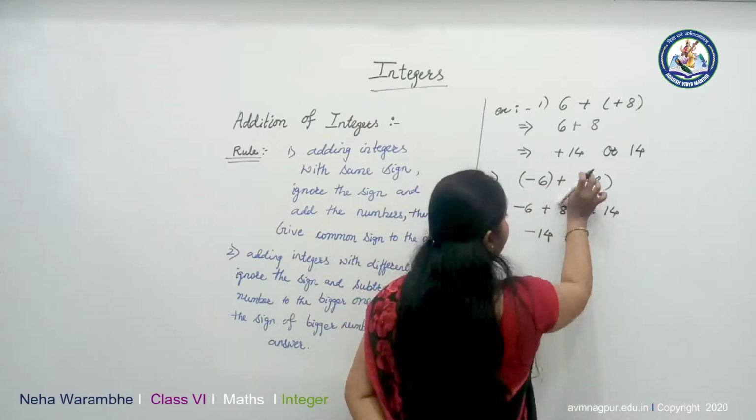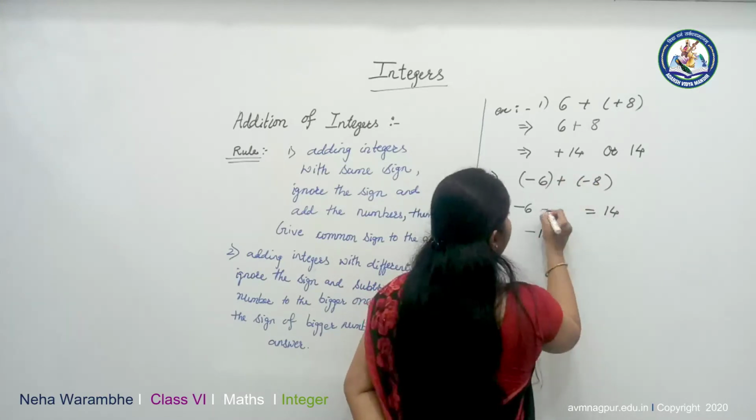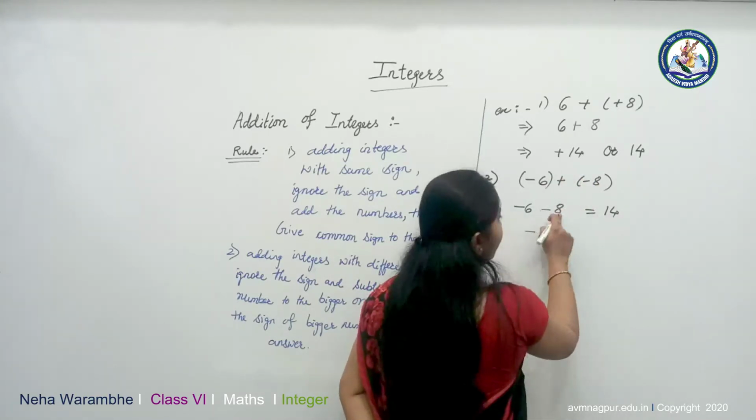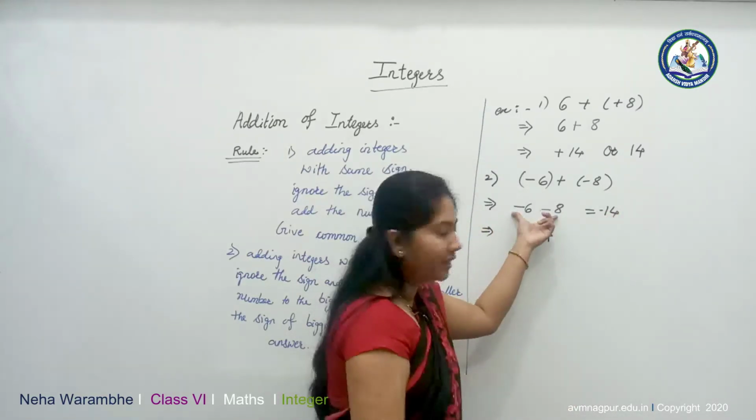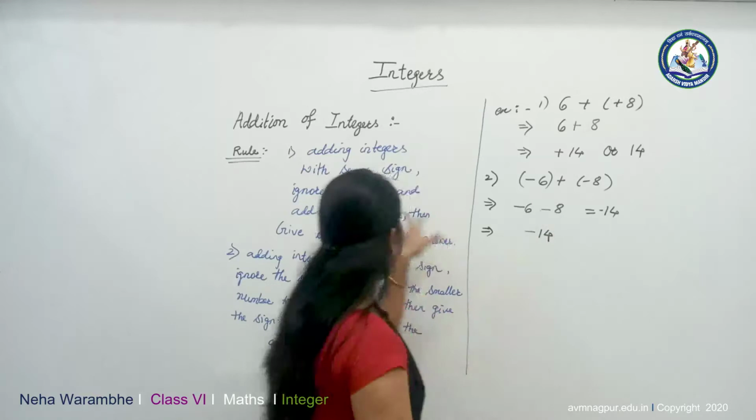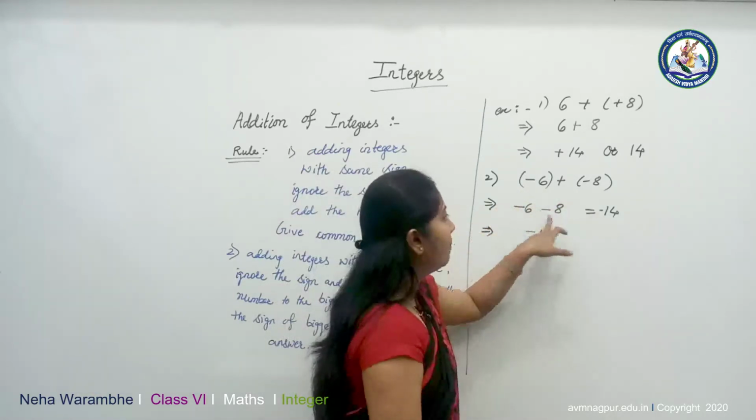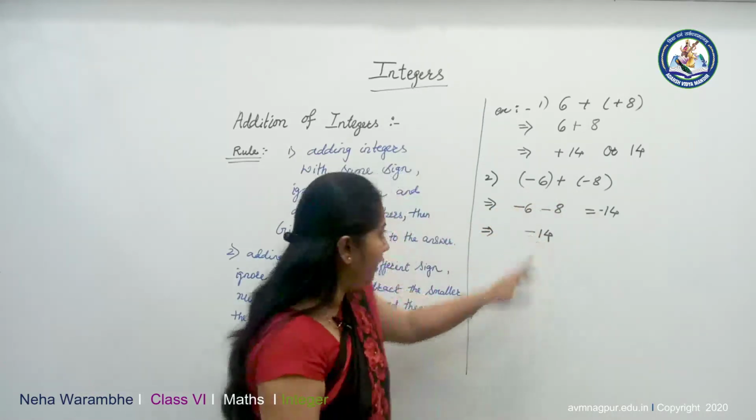This minus 8. Minus 6 and minus 8 is minus 14. Minus 14 means ignore the sign, just add the number. 6 plus 8 is 14 and the common sign is minus. Therefore the answer is minus 14.